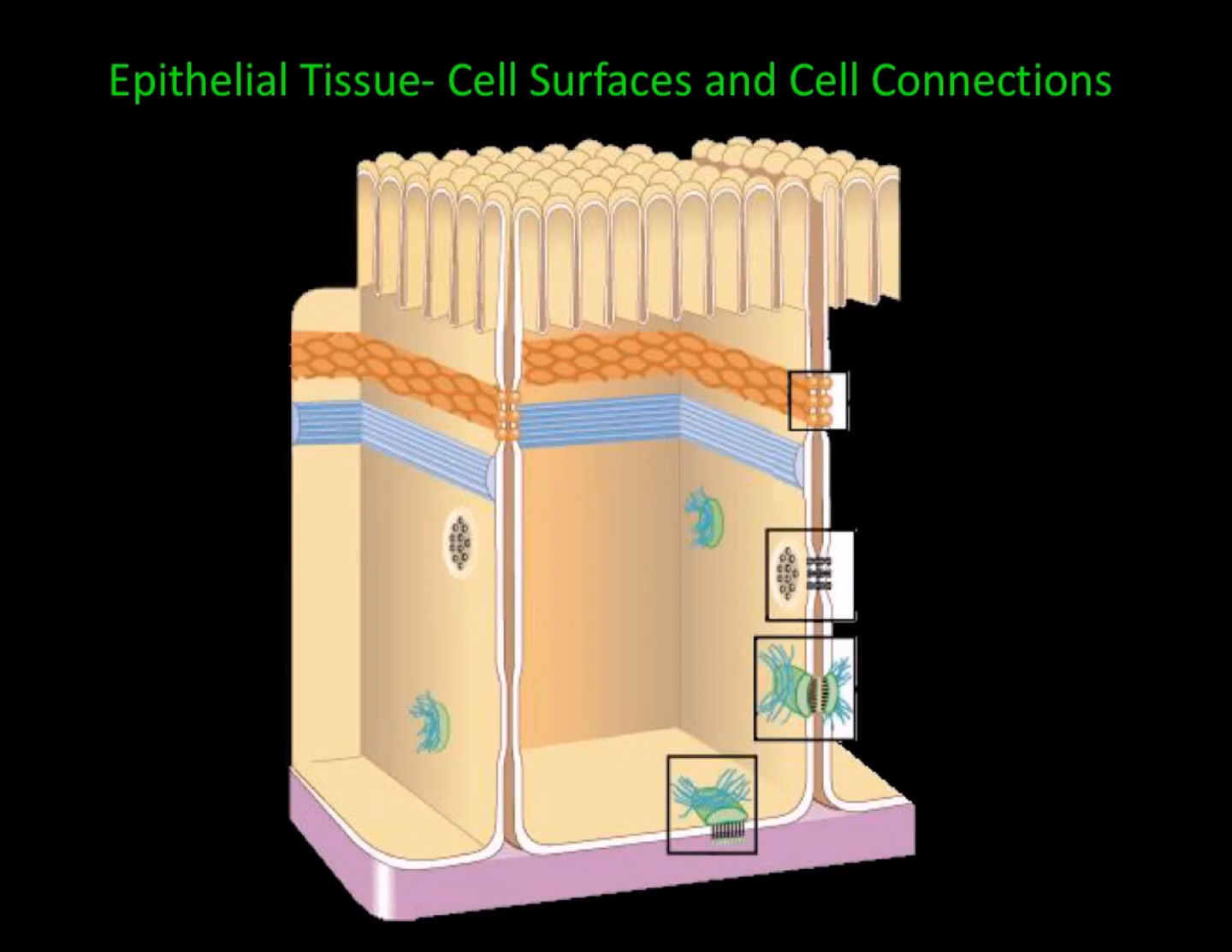So taking one last look at an epithelial cell, again, this surface is called the apical surface. You have the lateral surface and the basal surface. And on the lateral surface, you'll find connectors, the tight junction, a gap junction, and a desmosome. And on the basal surface, you'll find a hemidesmosome.